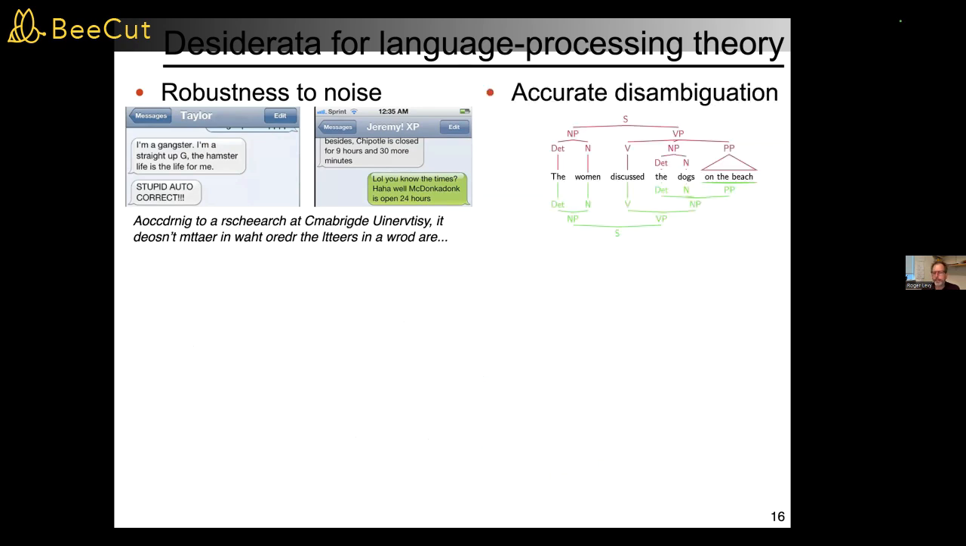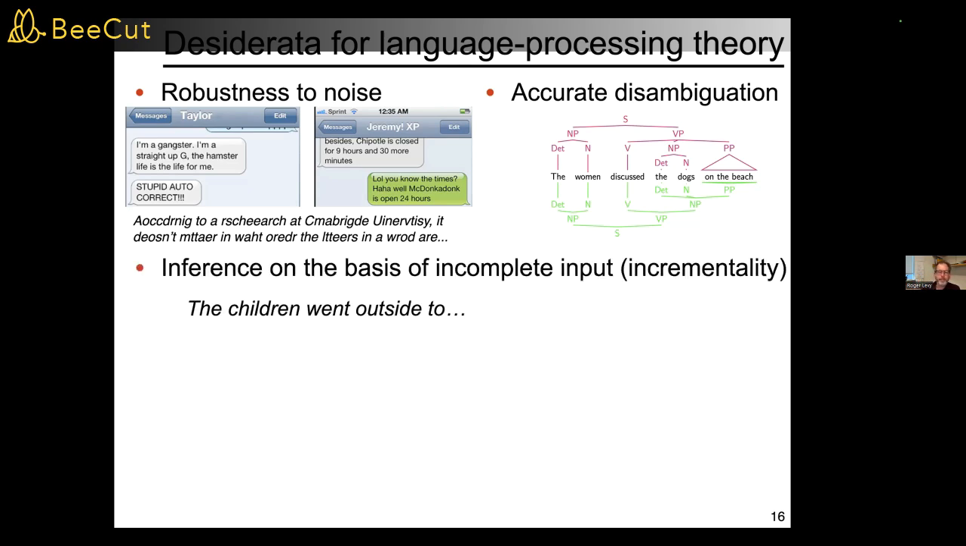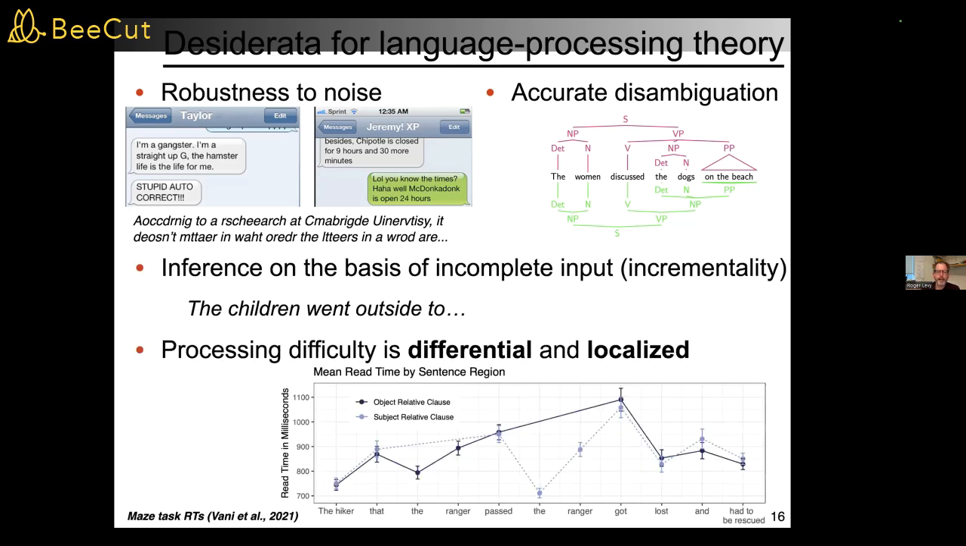We have accurate disambiguation. So for example, "the women discussed the dogs on the beach." Who's on the beach? There are different syntactic structures for this sentence that explain why there are different interpretations, but we actually are really good at honing in, for the most part, on what people mean. And incrementality. "The children went outside to play." You don't have to wait till that last word to form an expectation about it.